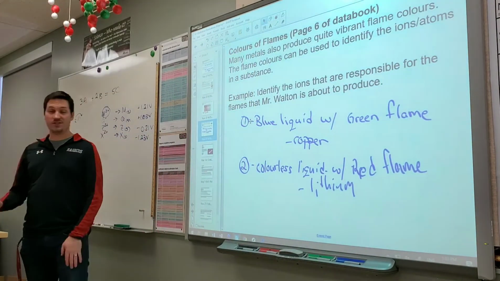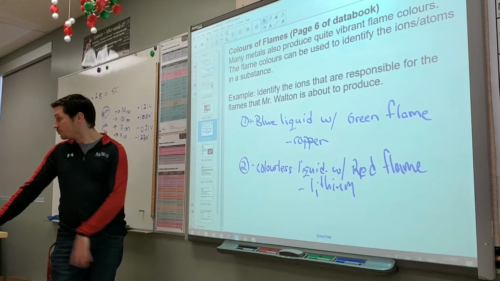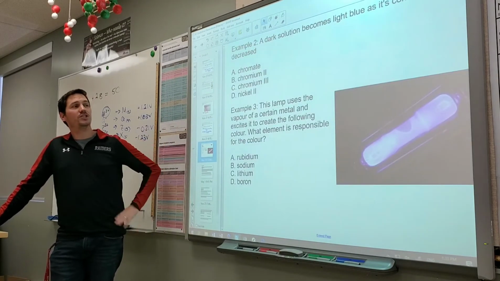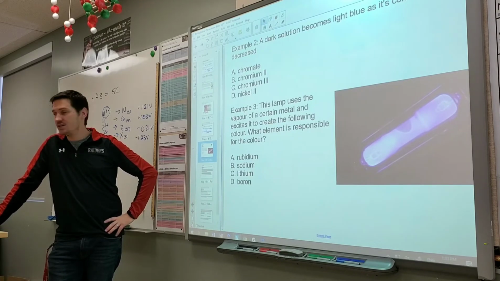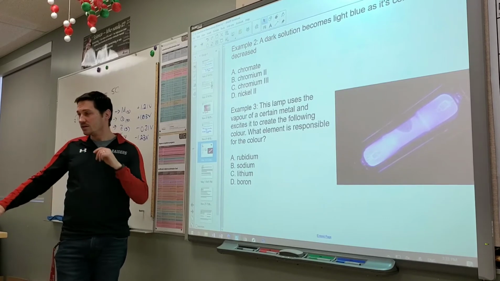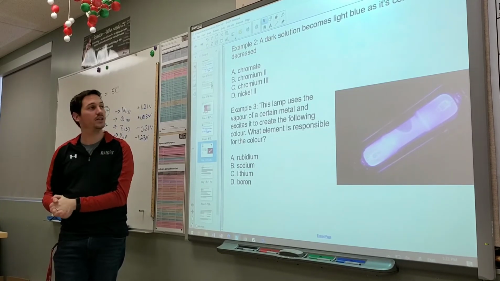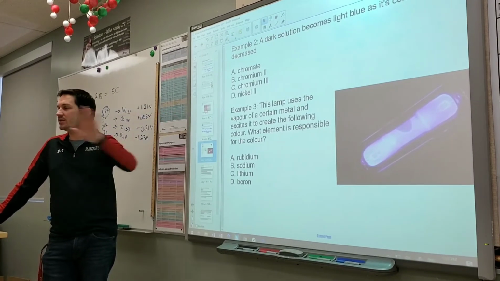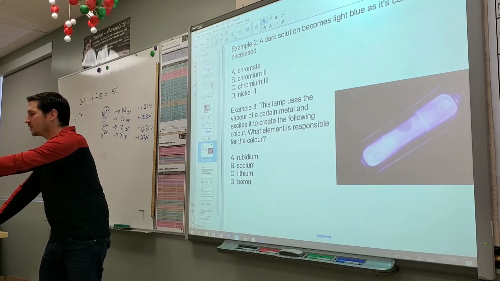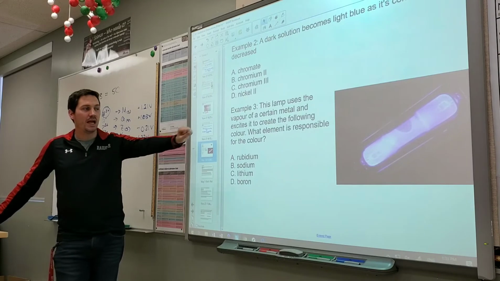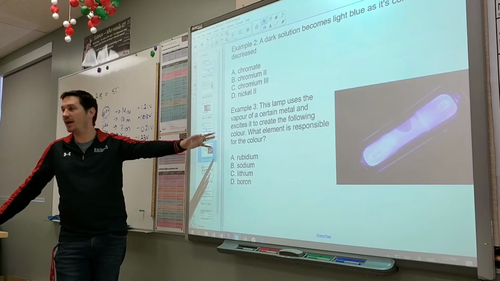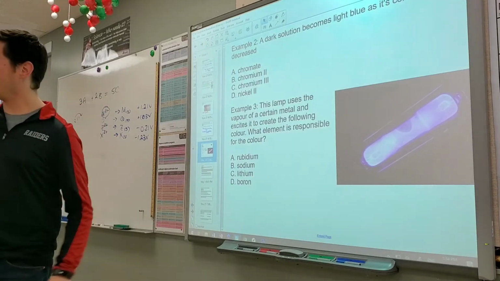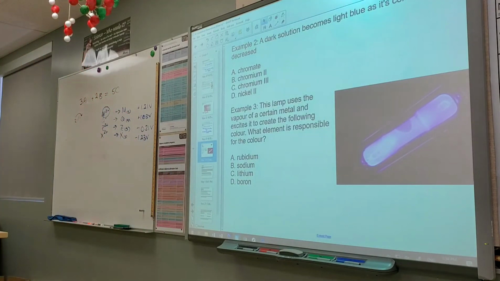Okay, so I got a couple questions that I want you to answer. Riddle me this, please. A dark solution becomes light blue as its concentration is decreased. As it's being diluted, it's a really dark colored solution, and then it becomes light blue as you dilute it in water. Which of these 4? Answer it, don't say it out loud. And then read question number 3 and try to answer that one. Don't say it out loud.